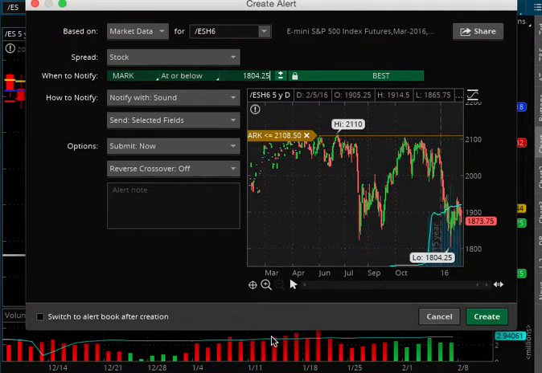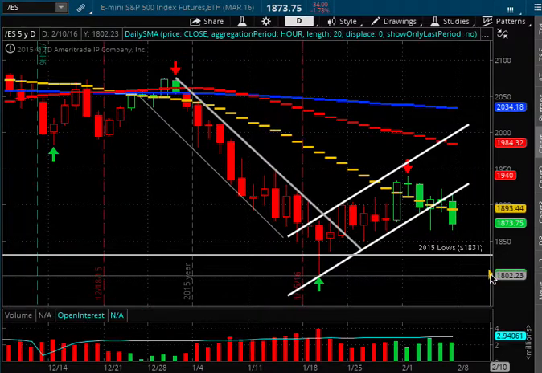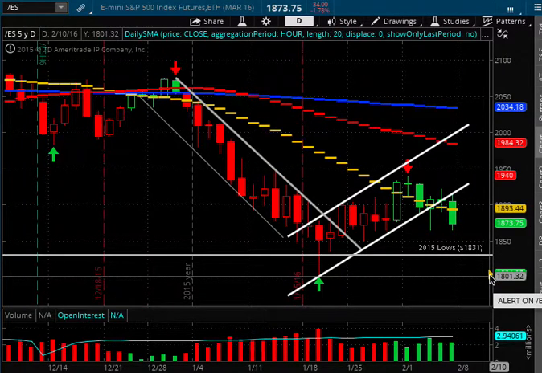All right. Why did we say at or below? Well, we're already above it, so once it triggers the 1804.25 or it goes through it, I'm going to get an alert. I'm going to get an email, and I'm going to be notified by a sound. So I create that alert. You see this arrow here, and that lets me know that we are at the low.